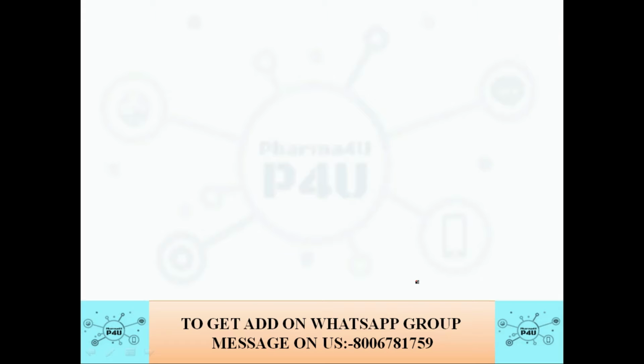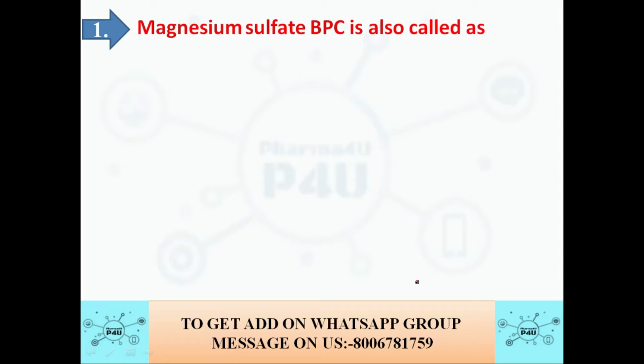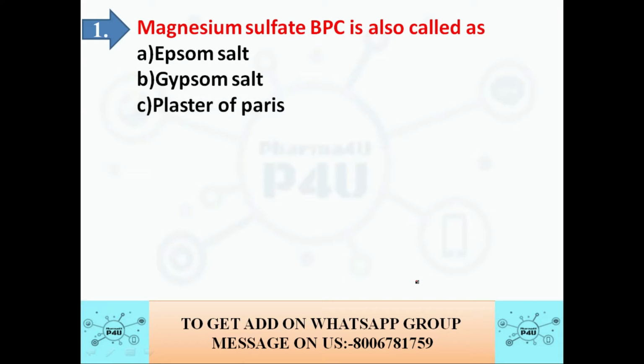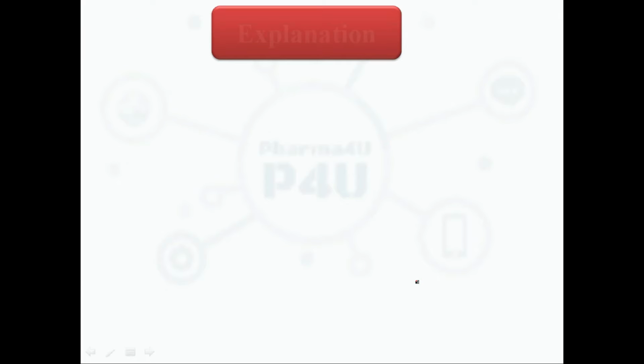So here we have the first question: magnesium sulfate BPC is also called as, and the options are: option A is Epsom salt, option B is gypsum salt, option C is plaster of Paris, option D is Glauber's salt. So magnesium sulfate BPC is also called as, the correct answer is gypsum salt. So let's look at the explanation part.